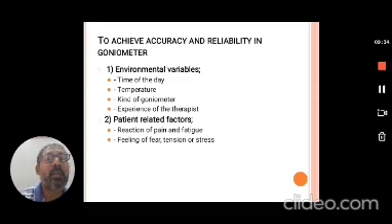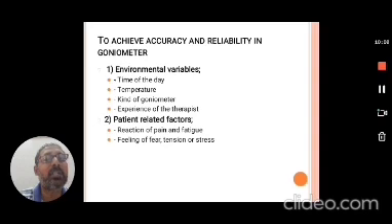There are environmental variables and patient related factors also. Environmental variables depend on the time of the day when the range of motion measurement with the goniometer is being performed, the temperature, the kind of goniometer being used, and the experience of the therapist. If it is a colder temperature, the range of motion would be a little less than in a hotter temperature. The kind of goniometer and the experience of the therapist play a vital role, as it is a subjective experience.